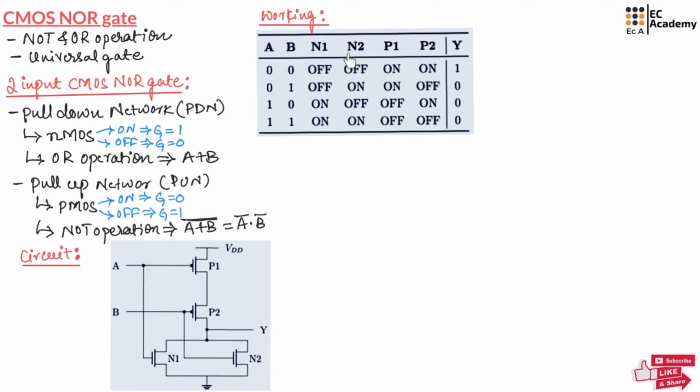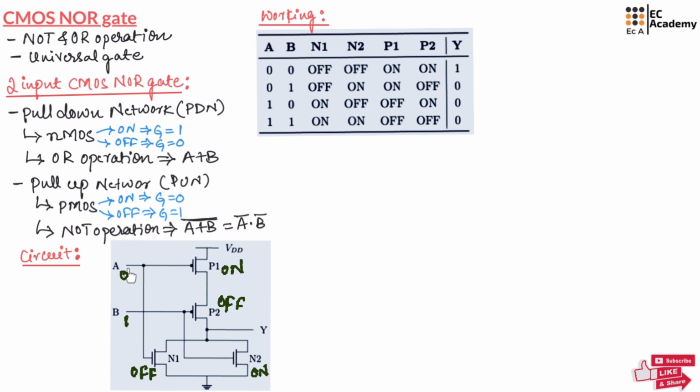This is the truth table of working of NOR gate. Since we are having two inputs, we can have four combinations of input, which is 0 0, 0 1, 1 0 and 1 1. Now when the input is 0 0, both the PMOS will turn on and both the NMOS will turn off. Since both the PMOS is turned on, VDD will pass through these PMOS and it will be available at the output. Hence, output will be equal to 1.